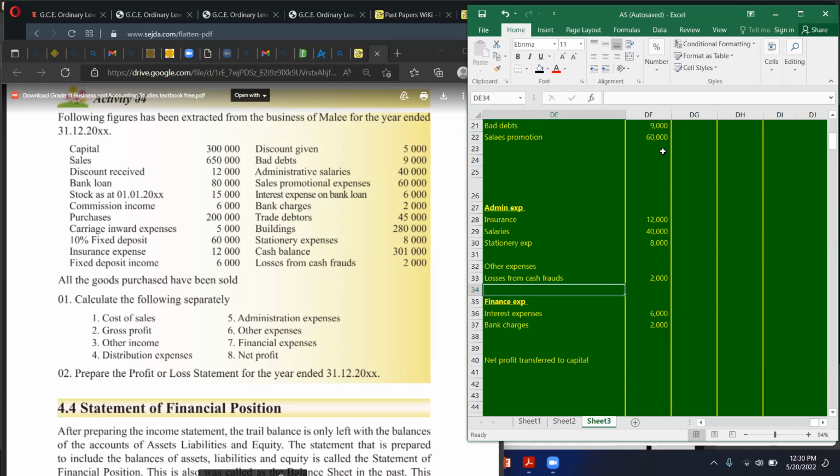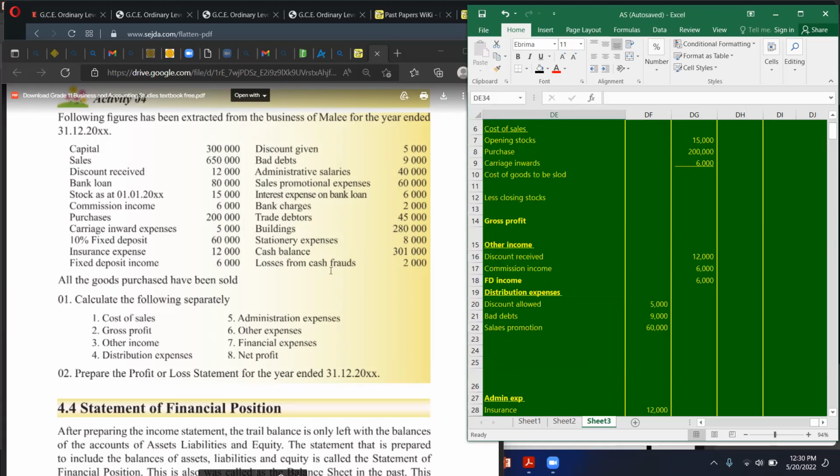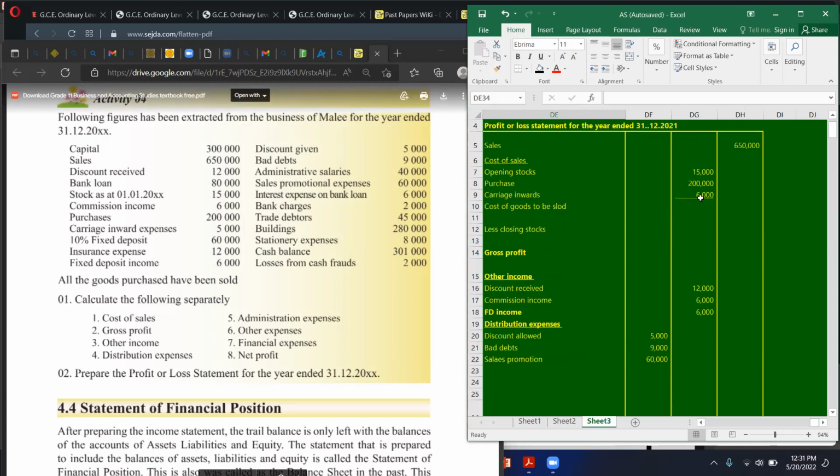Then calculate. There are no closing stocks, so you just leave it. It says all the cost of goods purchased have been sold. So there is no closing stock because of that reason. So cost of goods to be sold.